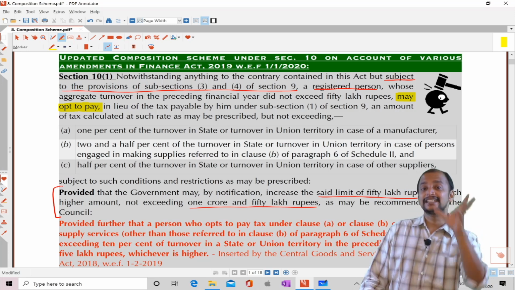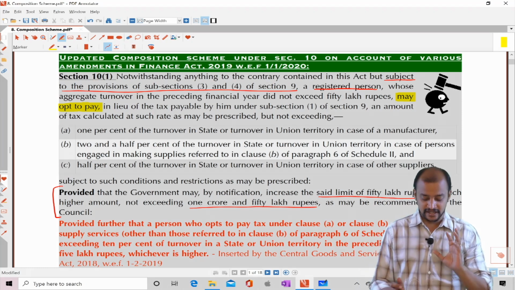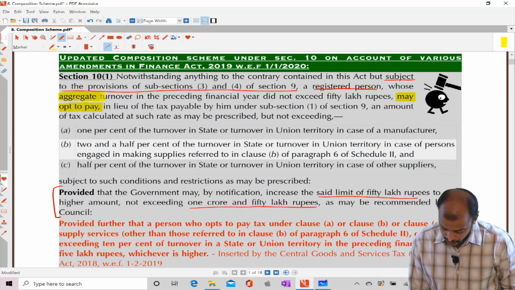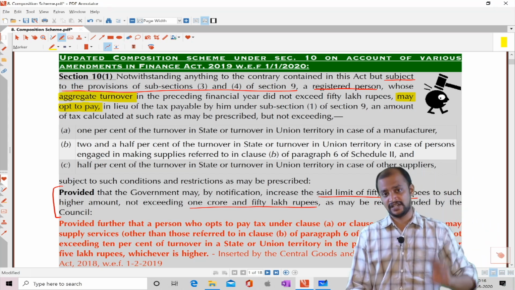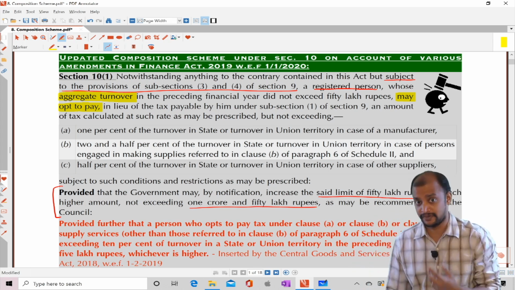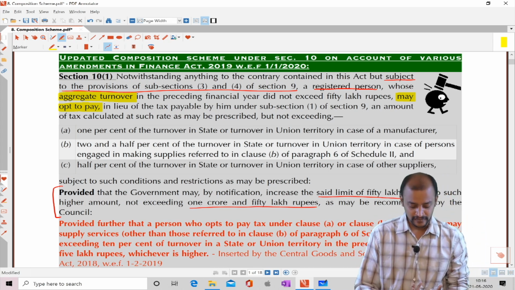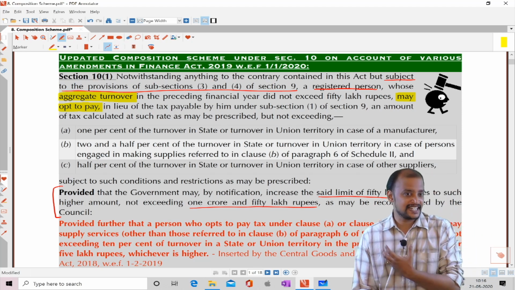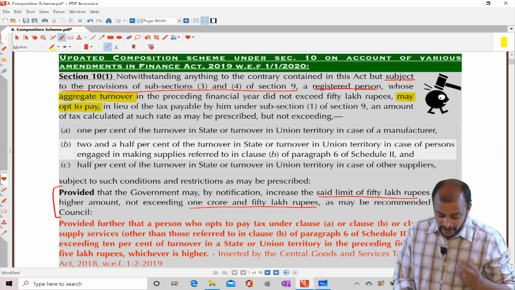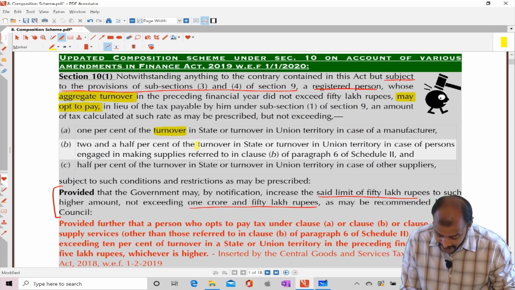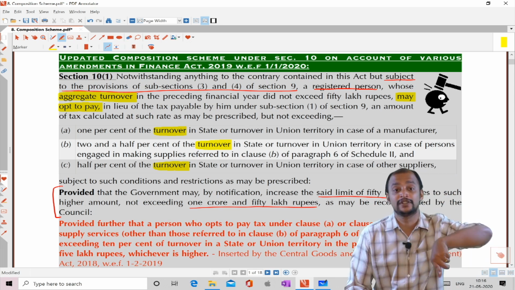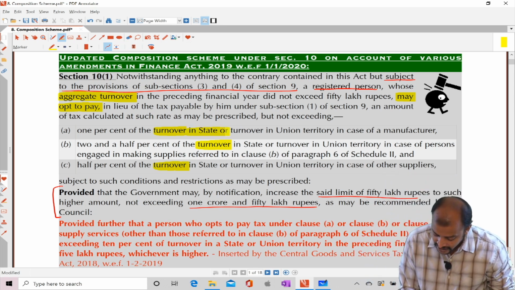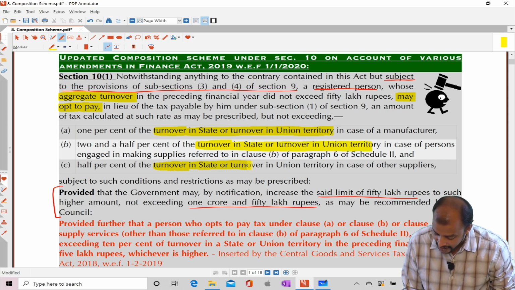Whose aggregate turnover in the preceding financial year, note that. They did not use the word turnover, they used the word aggregate turnover. Whereas when they determine the rate of composite tax, they use the word turnover. See here, they use the word turnover, they did not use the word aggregate turnover. So turnover in the state or union territory is different from aggregate turnover.